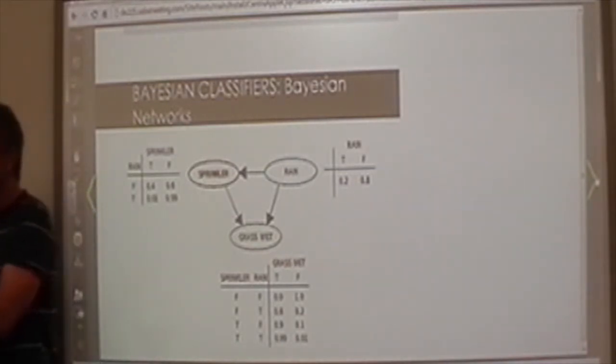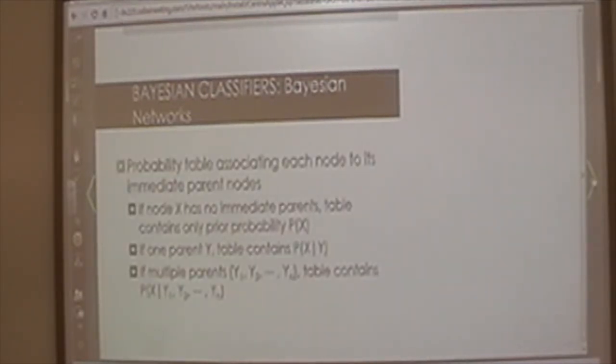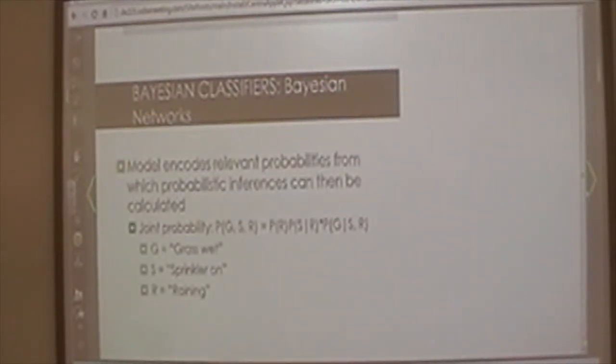So this is a little more complex than what we looked at in the naive Bayes method, where everything was completely separated. I think that actually, yeah, I think that covers that.